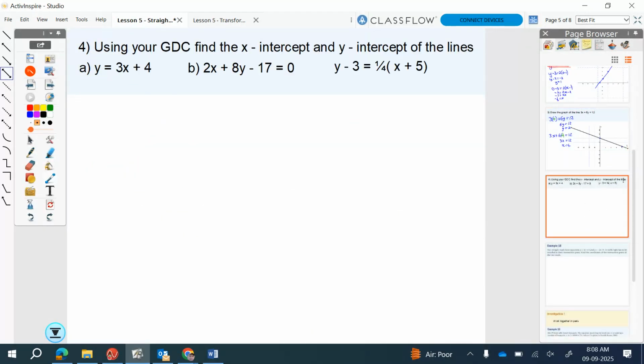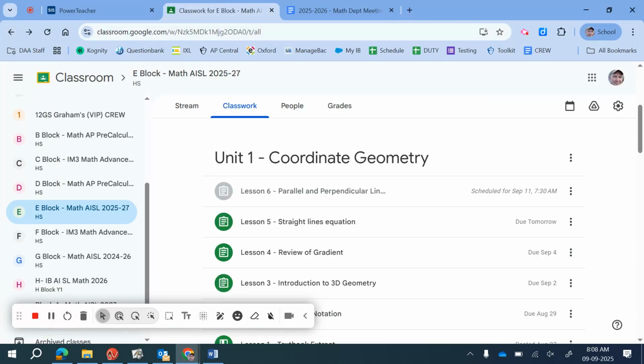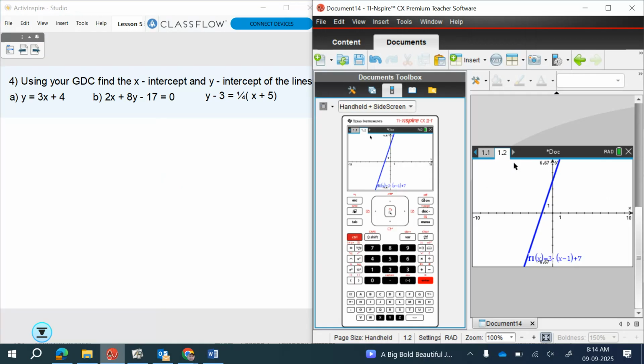All right. So a little investigation using a graphing calculator. Find the x and y intercept of the following lines. Work together in pairs on this one. Okay. So I'm going to look at some calculator tricks now in order to find different bits and pieces of information from these questions using our graphing calculator.